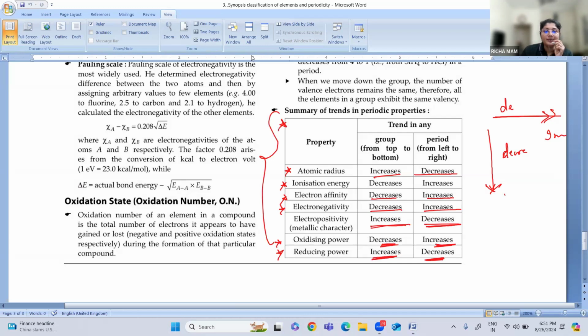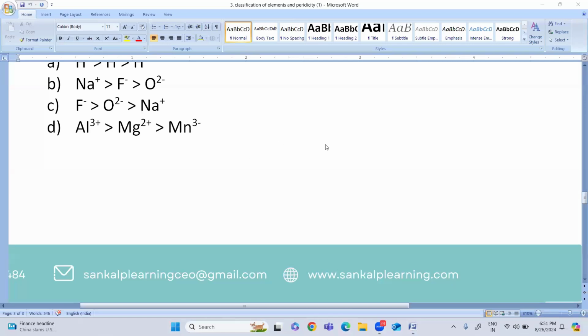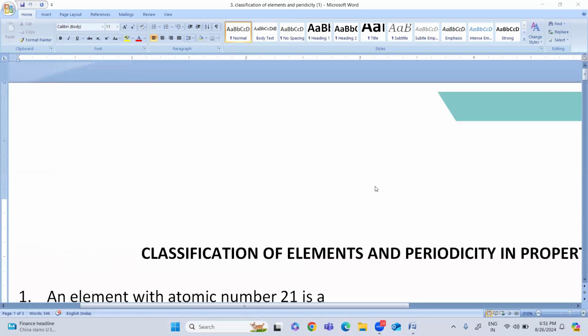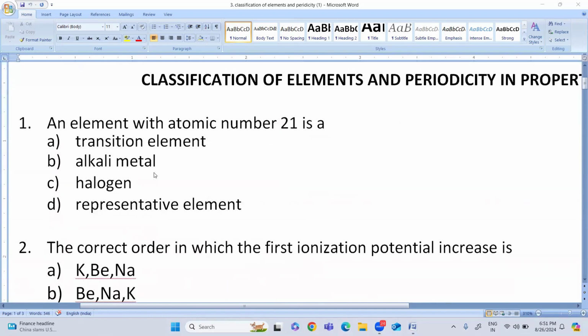So we have completed the synopsis. Now let us solve some questions. We started last time and solved a few questions, so let us see the remaining questions now. This is a very easy, very scoring chapter, one of the very simple and easy chapters. I think we have seen a few questions.